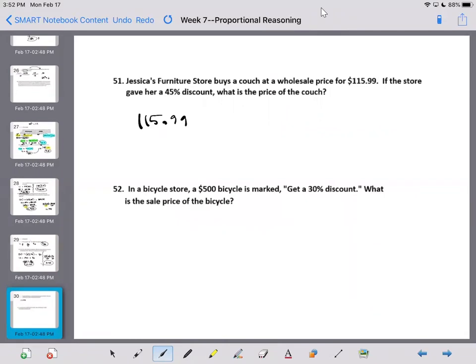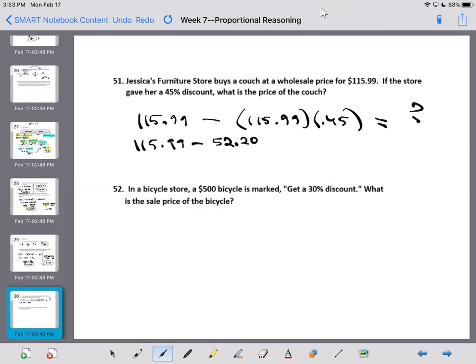So we could look at it like this. That's the price of the couch. We're going to take 45% of it. What's that final cost? What's that new cost going to be? And we would take $115.99, multiply it by 45 hundredths, and we'd get about $52.20 that we would have to subtract because it's a discount. So $115.99 minus $52.20, and you could get about $63.80 approximately.